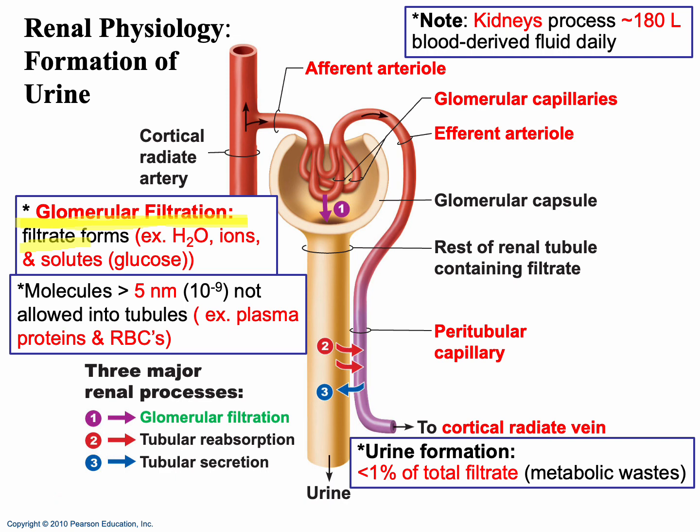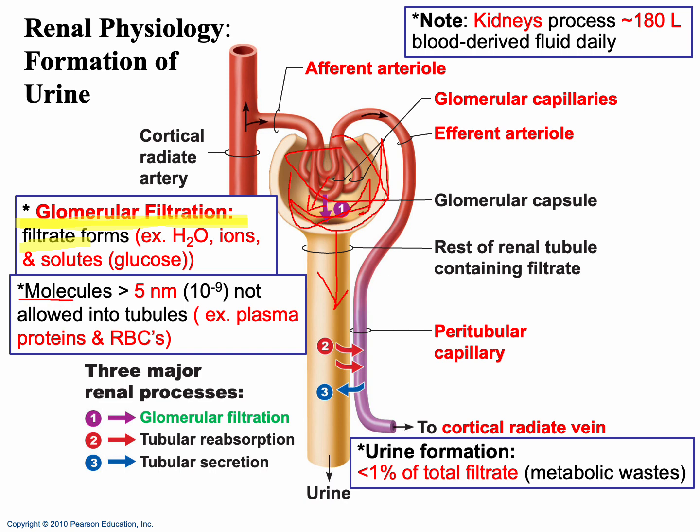Or another way to look at it, right here again is the glomerulus. Items that are small enough will leave the glomerulus, make their way into this area here known as the Bowman's capsule or glomerular capsule. And ultimately we have the filtrate, which will continue on through the nephron itself. So that's a very important process, glomerular filtration. It's ultimately a measurement of how healthy your kidneys are based off that overall rate of forming filtrate.